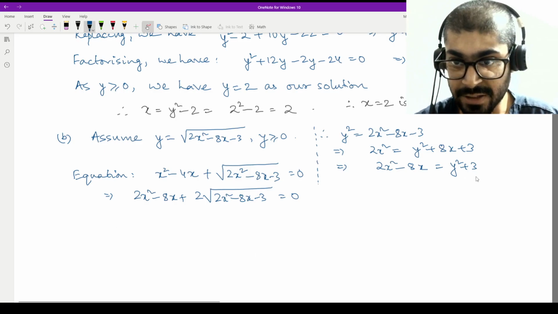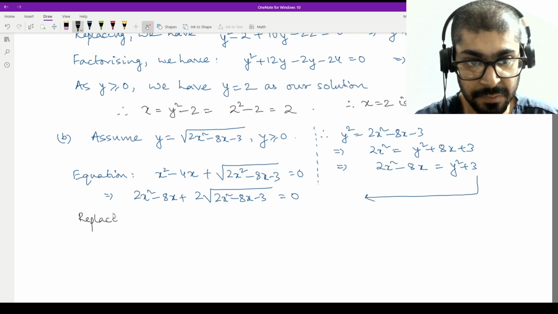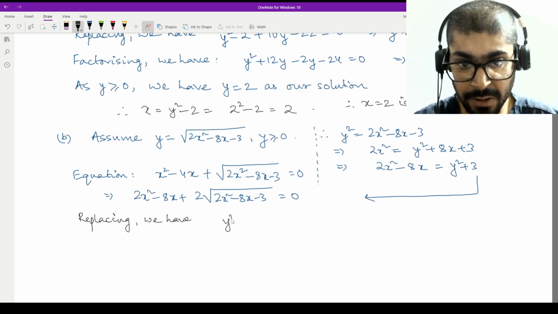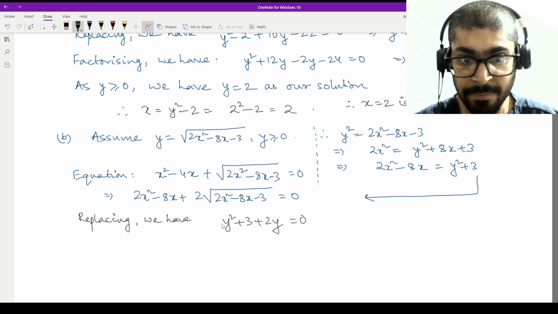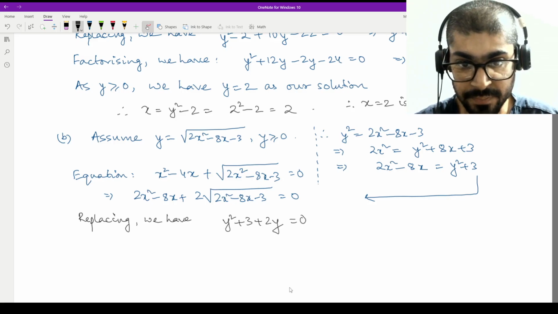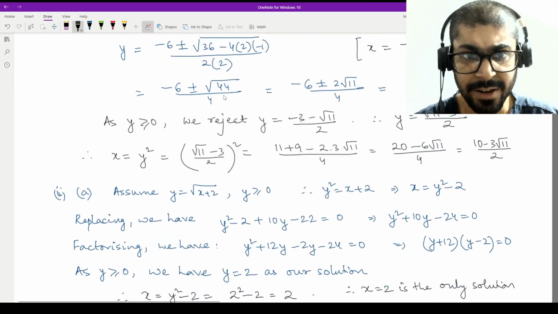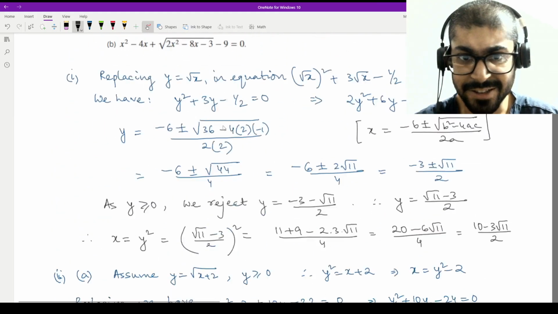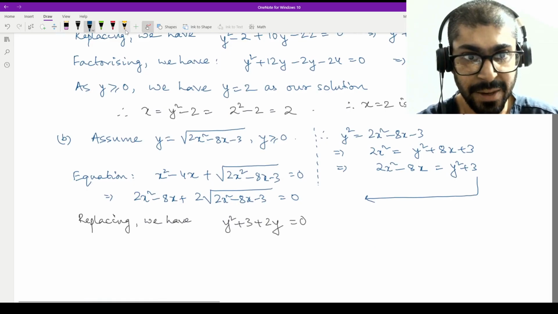So now we replace this there. So once we do that replacement, we have y square plus 3 plus 2y equals to 0, right? Wait, we had one more term here, right, that I missed. Yeah, it was minus 9, right? That's why I was thinking what happened. So this is minus 9 here.